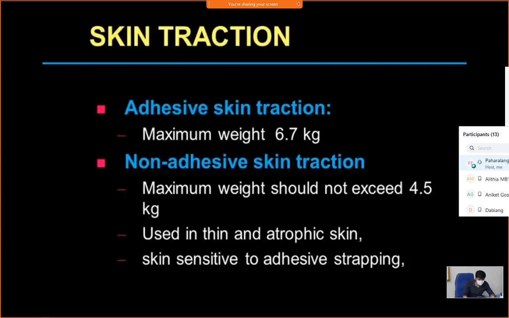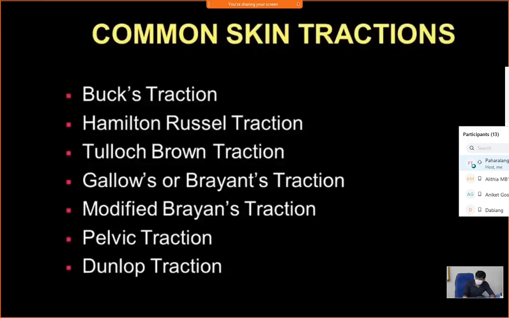Sometimes people have allergies to all this. In this type you cannot use the adhesive one. You have to go for the non-adhesive type of skin traction, or you can go for skeletal traction.